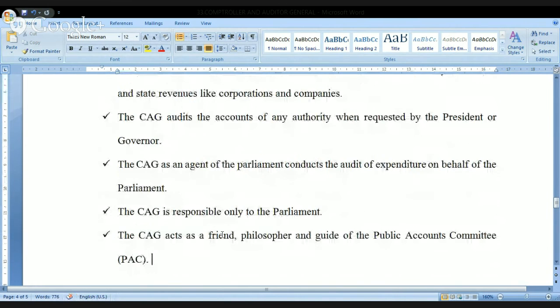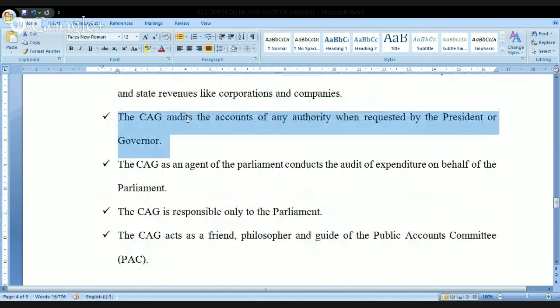Now look at this next one. The CAG audits the accounts of any authority when requested by the president or the governor. Apart from this, the president may also give directions to audit the accounts of any authority, or the governor may also request auditing some accounts of any authority. Then the CAG accordingly will be performing this.